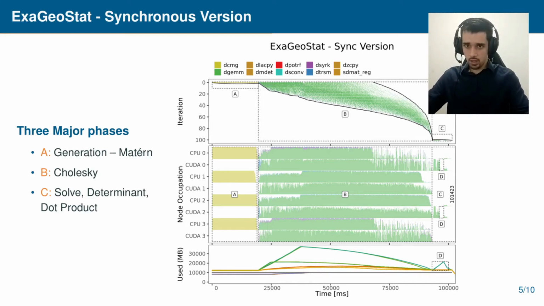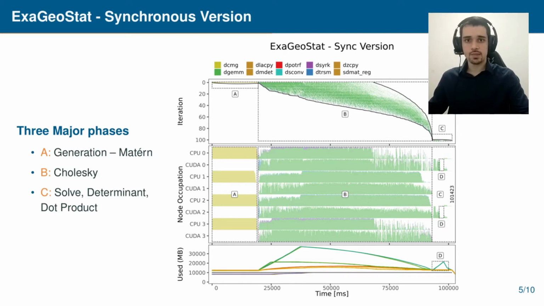First, to characterize the execution and understand it, we show one iteration with synchronization between phases. In the image, we show the Cholesky iteration progression at the top. In the middle, the Gantt chart presents the resource per node aggregate utilization, where each task is a color, and at the bottom, the total memory used as a function of time. Here, we can see 3 very distinct phases: A, the generation, B, the Cholesky, and C, the 3 minor phases.